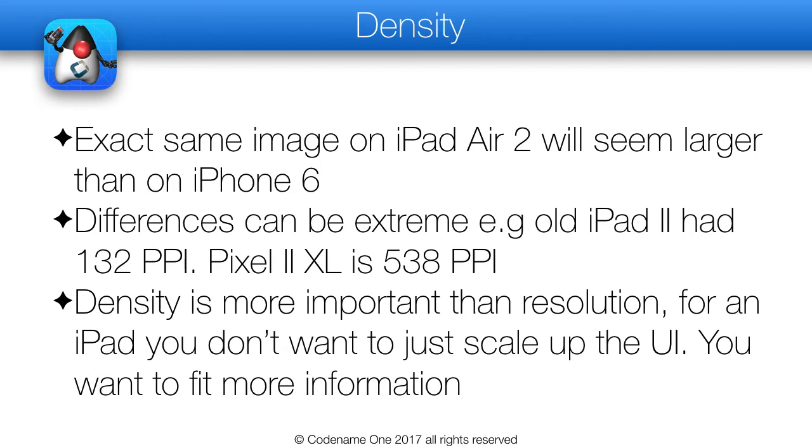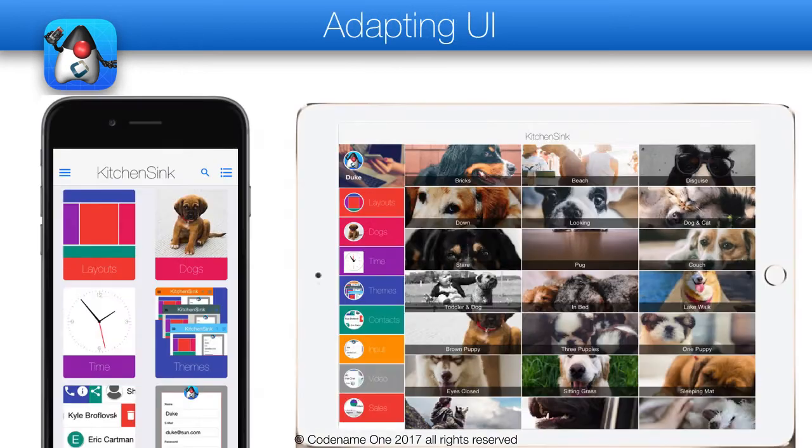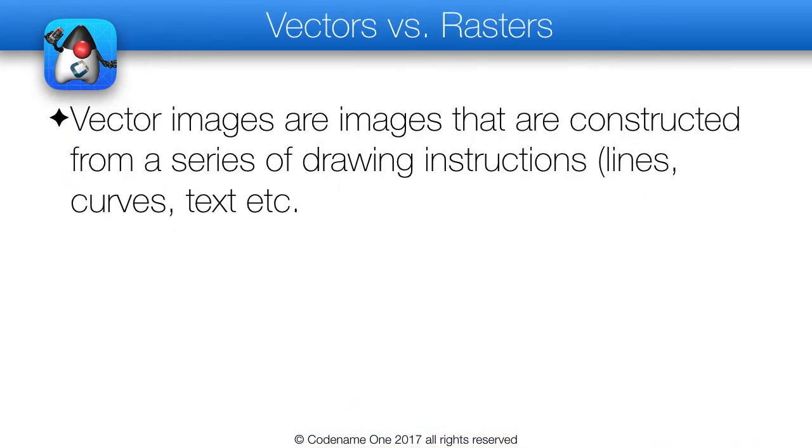Users expect the touch interface to adapt to higher PPI devices to make use of the extra space for more content. To drive the point home, here is the kitchen sink demo on a phone and in an iPad. Notice that the iPad UI adapts to make the most use of available screen real estate, rather than just scaling up the phone UI. In fact, we chose to use slightly smaller images in the tablet mode so we can fit in more data.